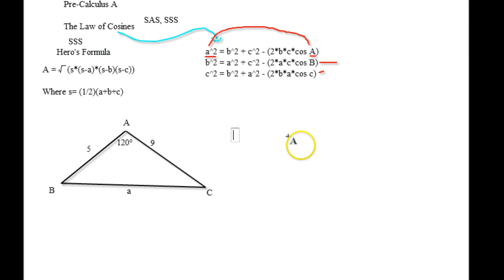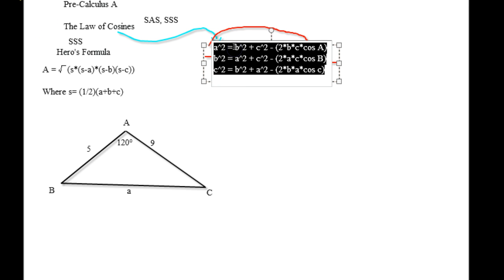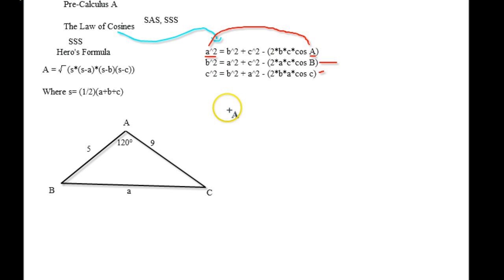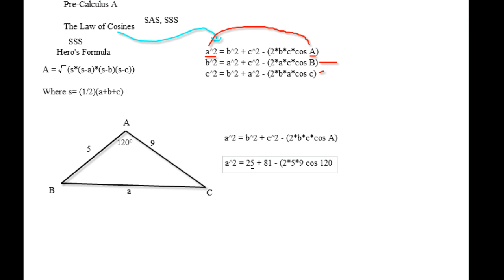So we're going to use this formula right here. If you're using a different one, obviously you would use a different combination of A, B, and C. So I have A squared equals, plugging in everything, 25 plus 81, because those are both respectively squared, minus 2 times 5 times 9 times cosine of 120 degrees. Oh, I need to have the times here. My bad.